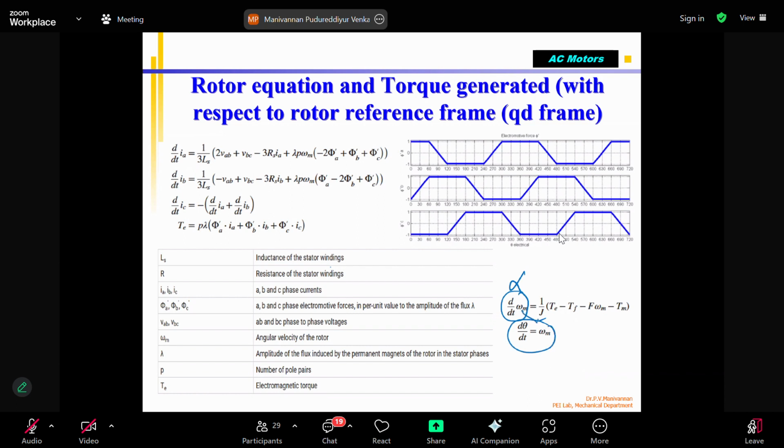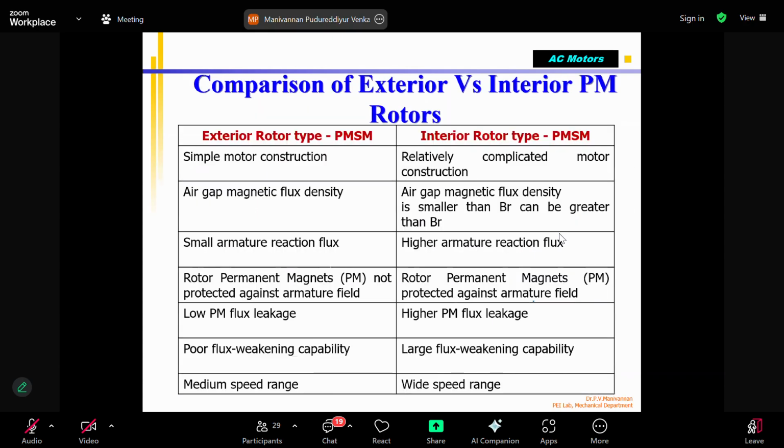In this case, omega m is equal to nothing but d by dt of theta, where theta is an angular displacement of the shaft. Correct? Angular displacement, you differentiate, you will get the velocity, angular velocity. If you differentiate angular velocity, you will get this. Okay, now that we saw this, please note down the comparison of different types of rotors.